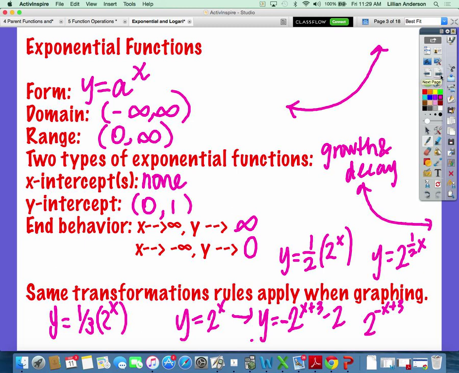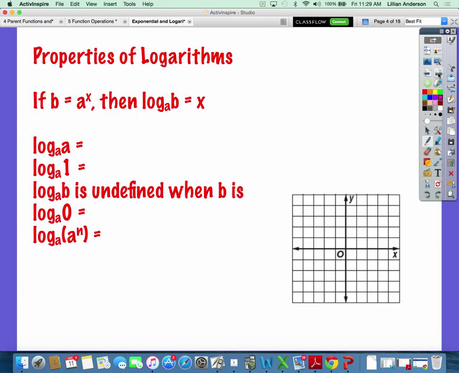This is to refresh your memory here. Just to refresh your memory. Properties of logarithms: if b equals a to the x, then log base a of b is equal to x. Logarithms are exponential functions' inverse. So remember, you can always go from exponential to logarithmic form and vice versa. Just remember some of these properties.